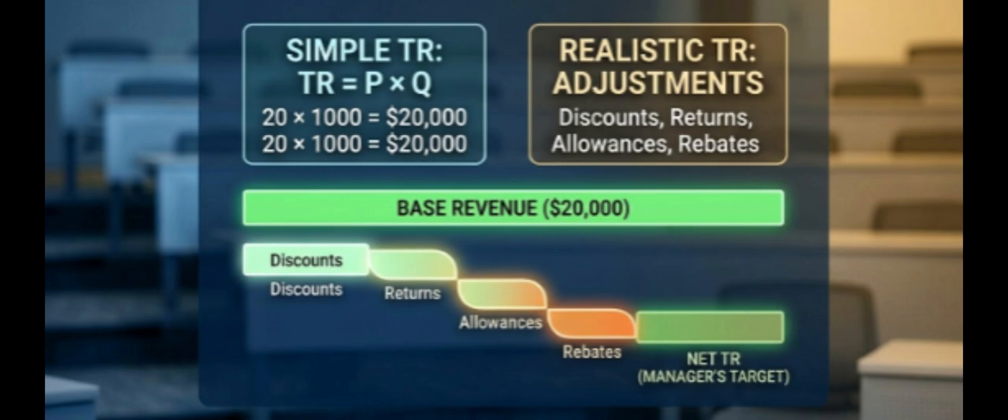The exhibit also shows the simple base revenue bar with a stacked multi-segment bar labeled adjusted TR, which visualizes the complex descending adjustments listed in the text. The discounts, like returns, allowances, and rebates. The resulting target for the manager is the final smaller net total revenue.